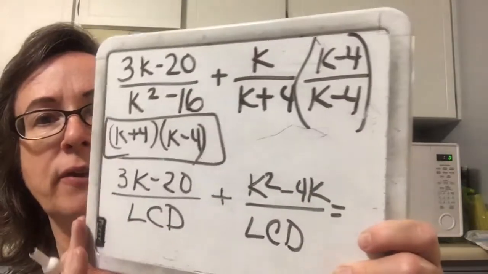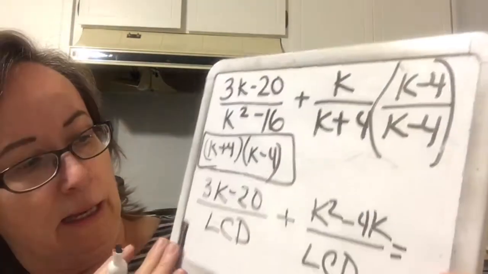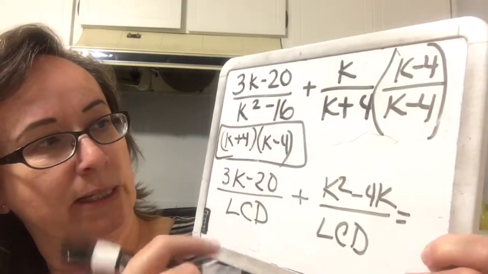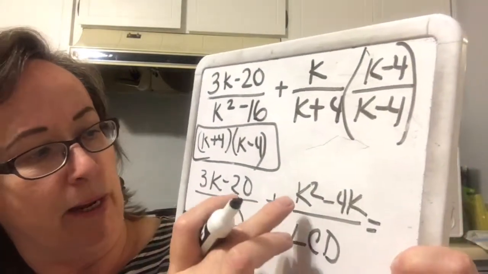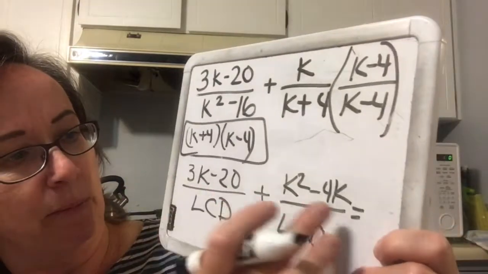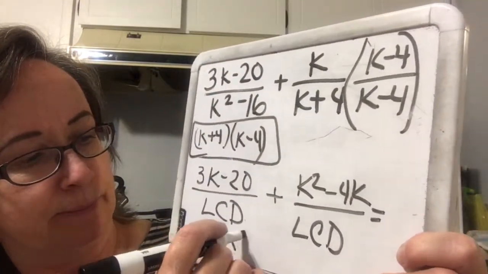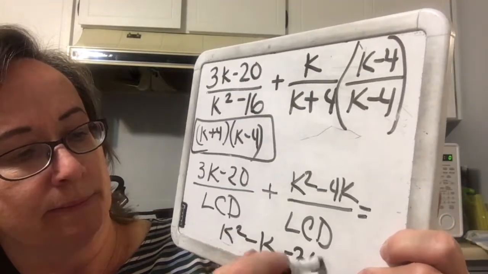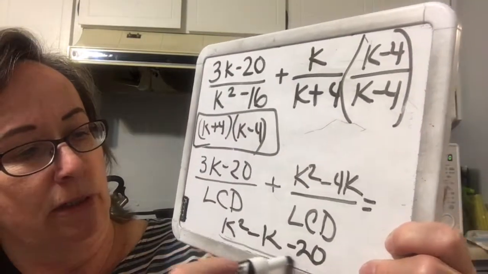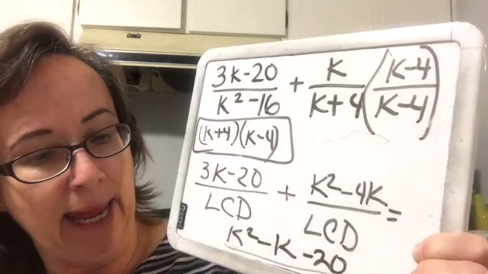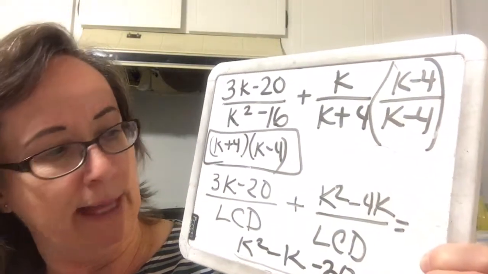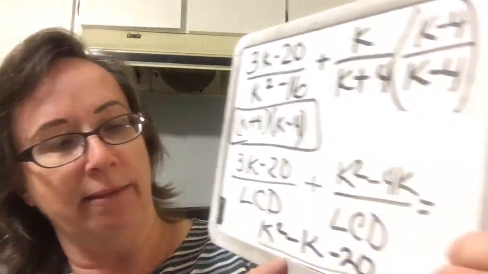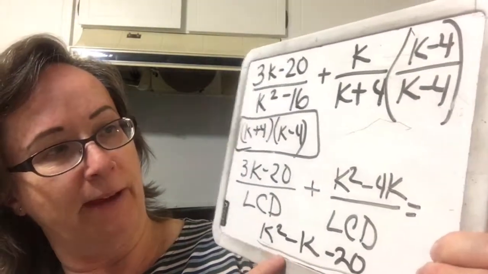So now, since I have everything over the LCD, I'm going to go ahead and do the math on the numerator, which is going to give me k squared plus 3k minus 4k. So I'm going to have a k squared minus k minus 20 all over the LCD, okay? And let's think if that's going to factor at all, and I think it is. So let's take this one here and factor this.